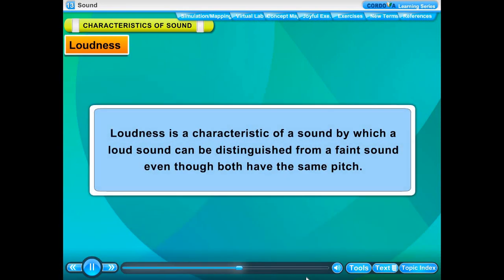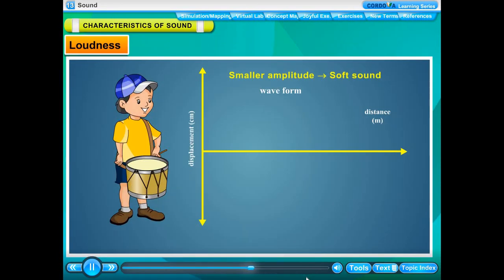Loudness. Loudness is a characteristic of a sound by which a loud sound can be distinguished from a faint sound, even though both have the same pitch. It is measured accurately by amplitude of vibration of the sound source. It has been found that loudness of sound is directly proportional to the square of the amplitude of the vibration producing the sound.